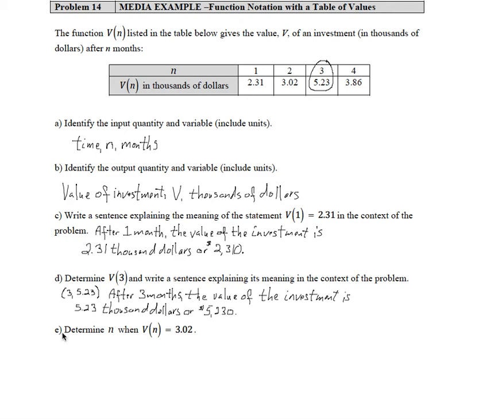The last part, E, says determine n when V of n equals 3.02. This is an output value. I'm going to look in my table for an output of 3.02. The input that goes with that is 2. So I have the ordered pair 2, 3.02, and it says determine n when V of n equals 3.02. So the way that I can respond to this formally is to say when V of n equals 3.02, n equals 2.